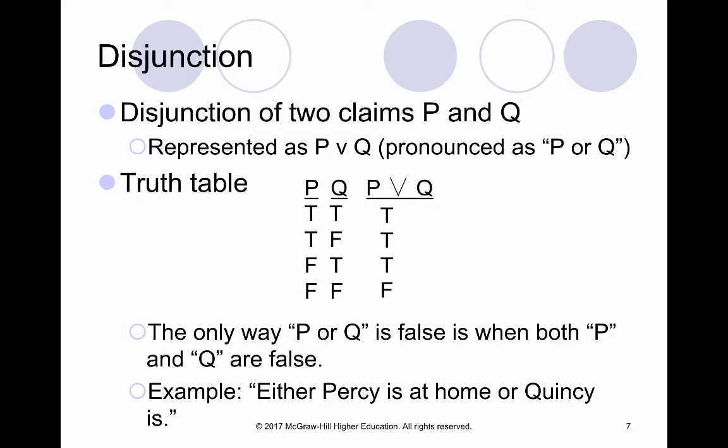A disjunction is also a combination of two smaller claims. However, in this type of claim, the terms either and or are used to designate that one or both of the smaller claims is the case, and it is represented by a V or a wedge shape. Unlike a conjunction, though, these claims are only false if both smaller claims are shown to be false. So in the example, either Percy's at home or Quincy is, it's still true if both or either of them are at home. It's only false if you can show that neither of them are at home.